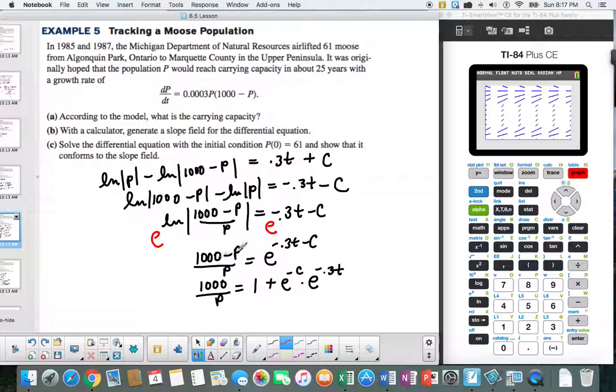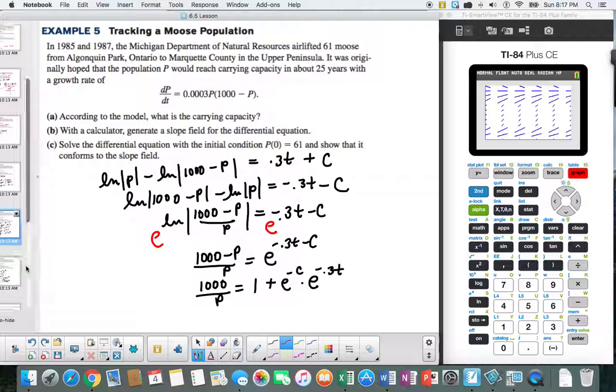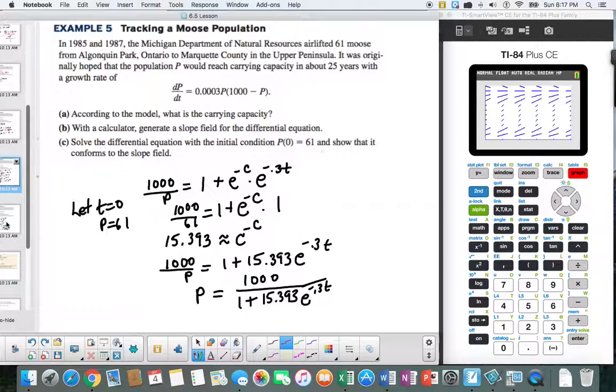I'm going to separate these fractions. That'll be 1,000 over p minus 1, which I took 1 to the other side. And now I continue. The 1's are over on the other side. I'm going to put in my initial condition, and then I'll be able to find e to the -c. That's going to be this 15.398. So now I know what this is. I went ahead and put that in there.